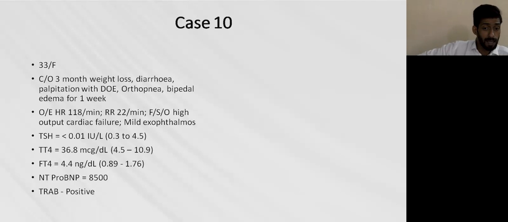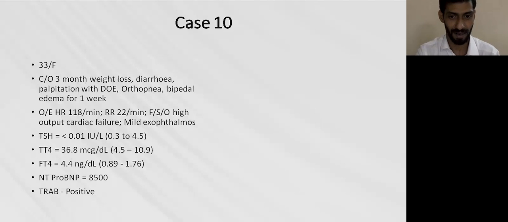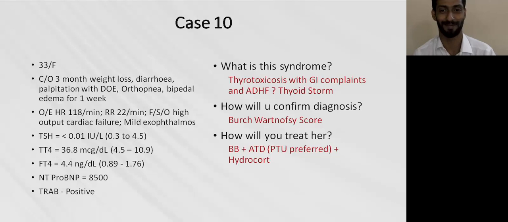33 female, 3 months weight loss, diarrhea, palpitation, but 1 week breathlessness, orthopnea, pedal edema. Examination: tachycardic, tachypneic, features of a high output failure, and mild exophthalmos. TSH less than 0.01, FT4 4.4. In real life, don't do, but for making the case more clear, NT-proBNP 8,500. And a smart postgraduate who did a TSH receptor antibody positive. Oh, answer came with it. Okay, my bad. So what is the syndrome?